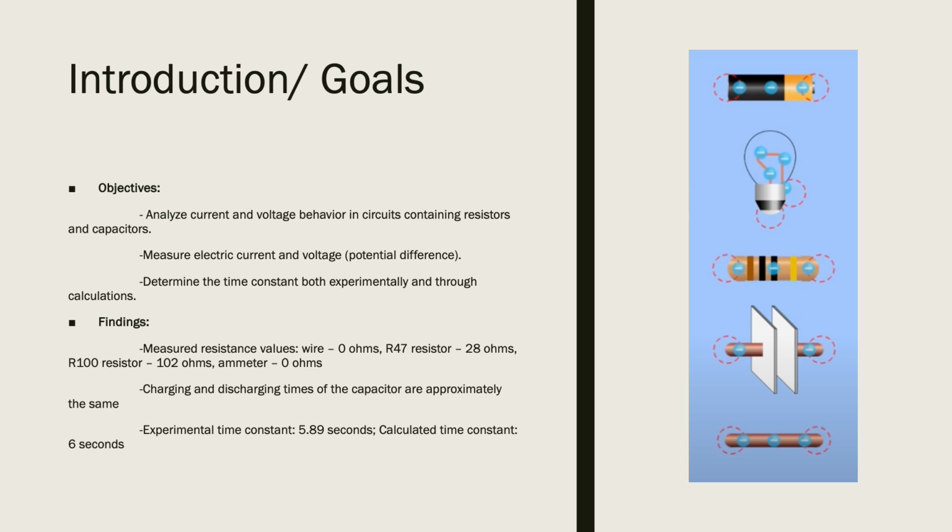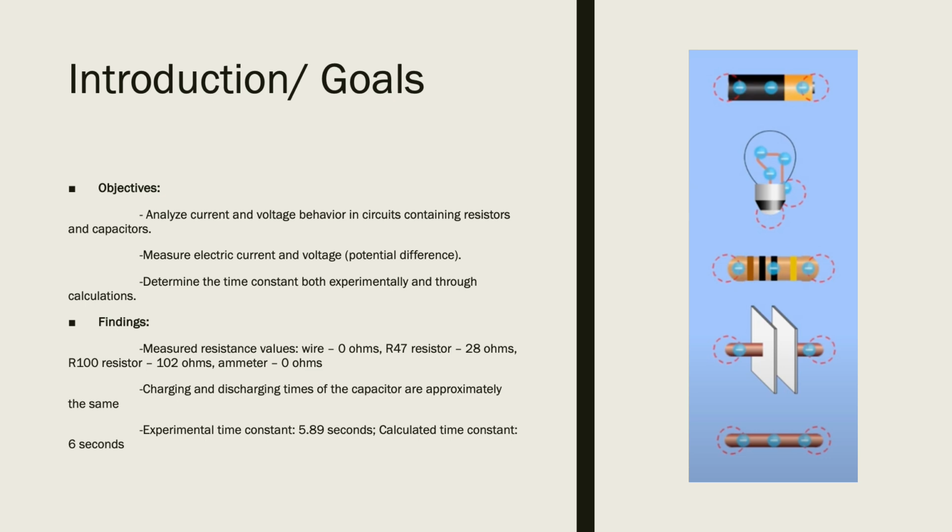To start for this lab, I'll introduce our main goals. We had 3 main goals: to understand current and voltage in circuits with resistors and capacitors, to measure the electric current and potential difference across the circuit, and then to find the time constant using experimental values and compare it to a computed value.